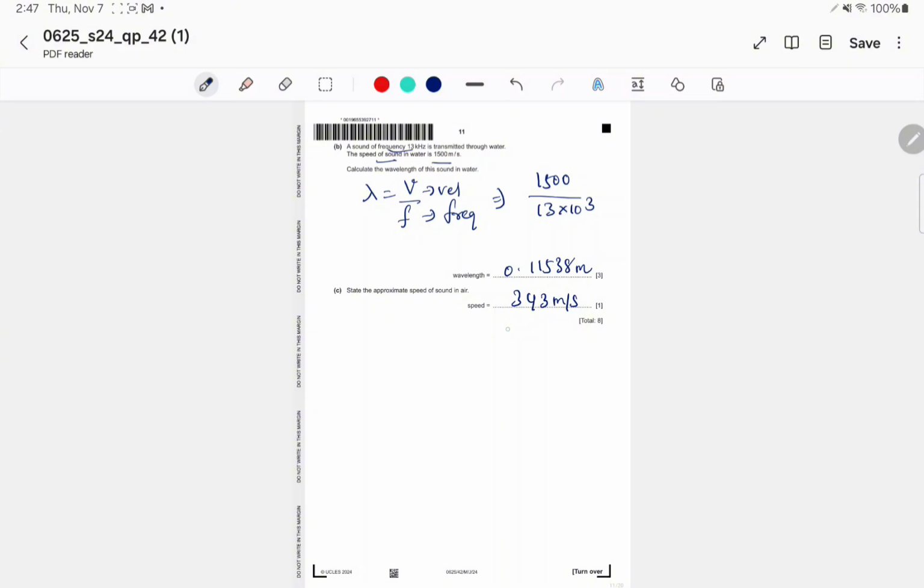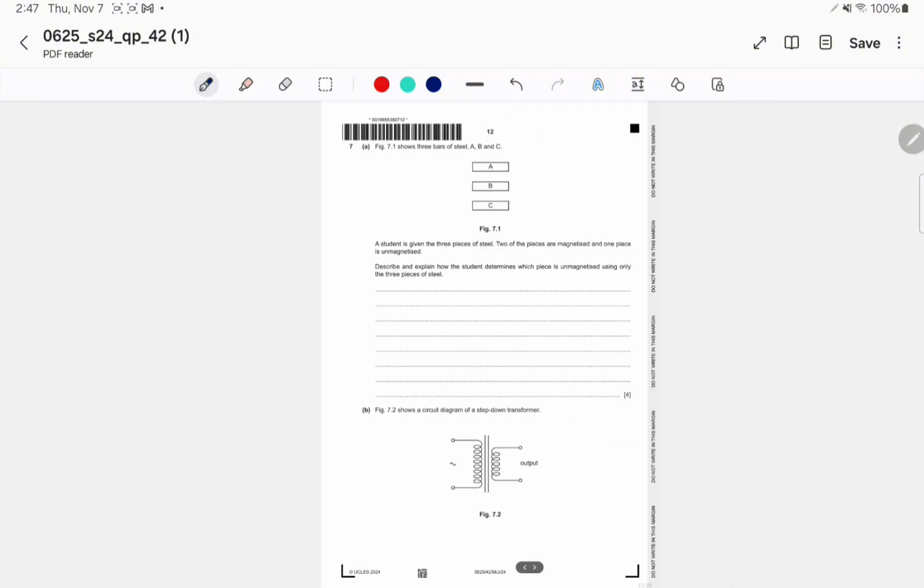Okay, at room temperature it is 20 degrees centigrade. Okay, this is the answer.